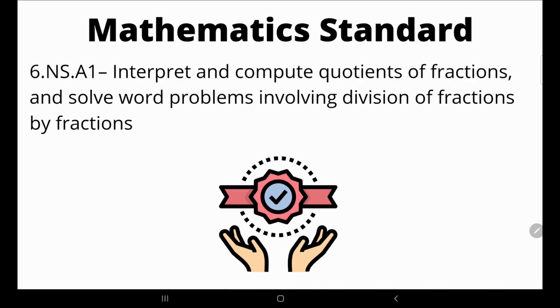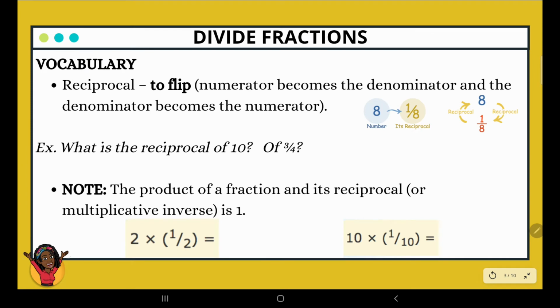Hi everyone, welcome back. Today we're going to be looking at standard 6.NS.A.1, interpret and compute quotients of fractions and solve word problems involving division of fractions by fractions. Before we start division of fractions, let's take a look at our vocabulary term, reciprocal.